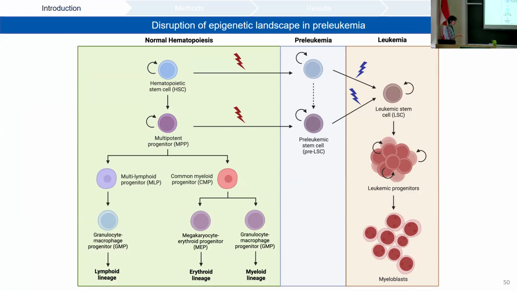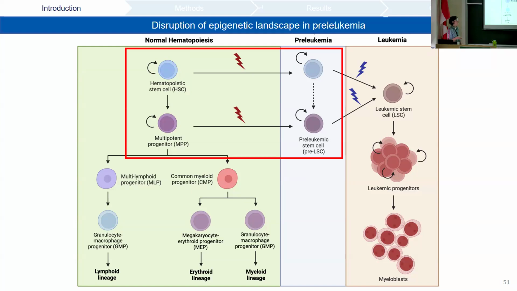So I want to talk to you about the disruption of the epigenetic landscape in pre-leukemia. And like it was mentioned yesterday, pre-leukemia is this initial step that needs to occur before the development of AML, where hematopoietic stem cells acquire a mutation that gives them an increase in proliferation rate.